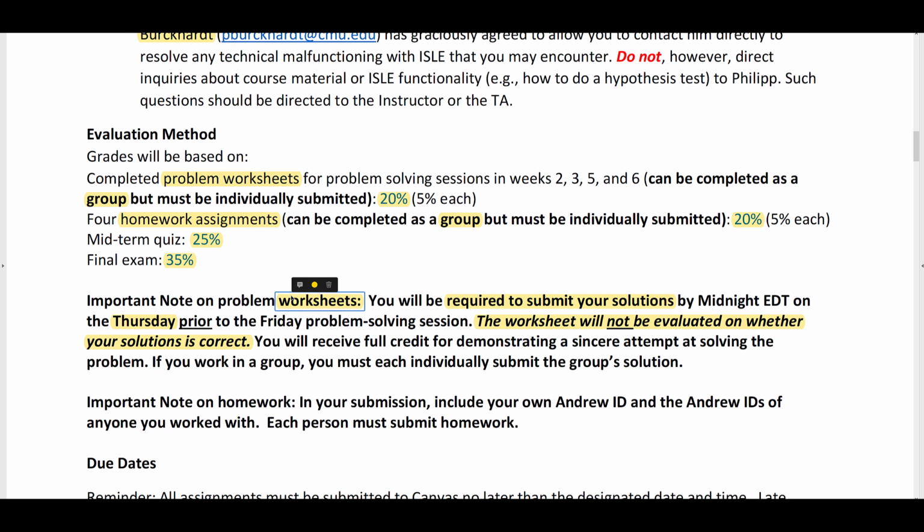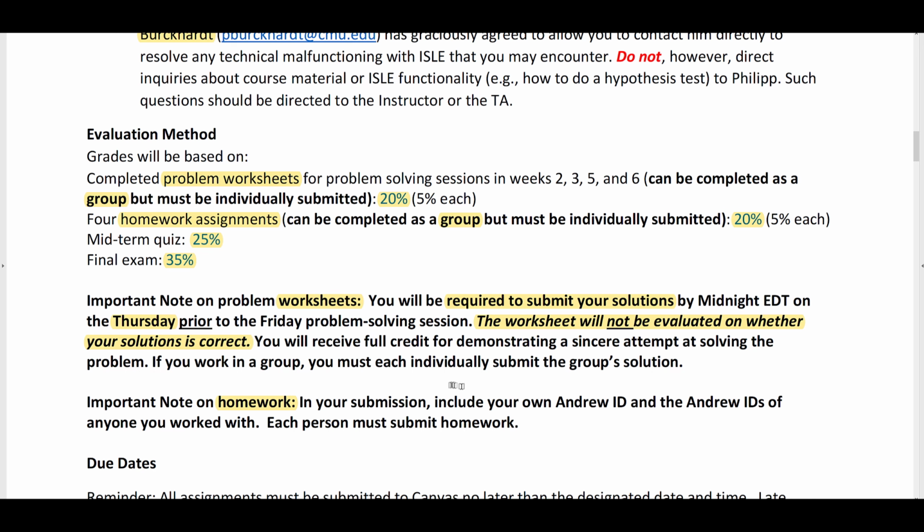All right, so I already mentioned the worksheets where we want you to try hard and to do as well as you can, but we are not going to grade on a point-by-point basis what you do on your worksheets. We will grade the homework assignments more carefully.